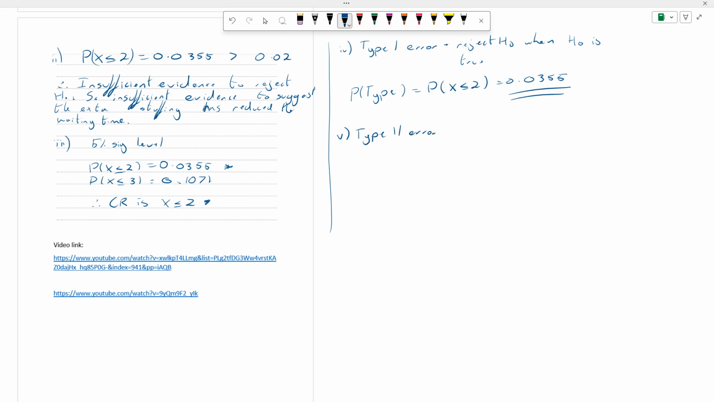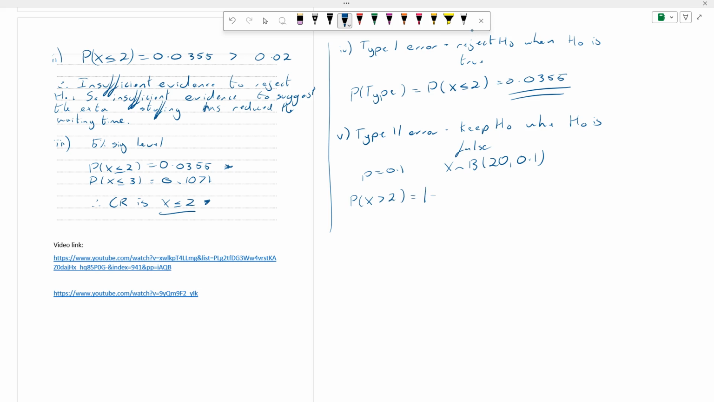Type 2 error is the opposite. It's when I keep H0, so I say insufficient evidence to reject H0, when I should have rejected it, when H0 is false. Now what they tell me is the probability is actually 0.1. So my distribution should look something like this instead. I'm going to use this distribution in calculating it. Keeping H0 means I don't hit the critical region, so the opposite to this. The opposite to being less than or equal to 2 is it being greater than 2. That's why it's important to know what our critical region is.